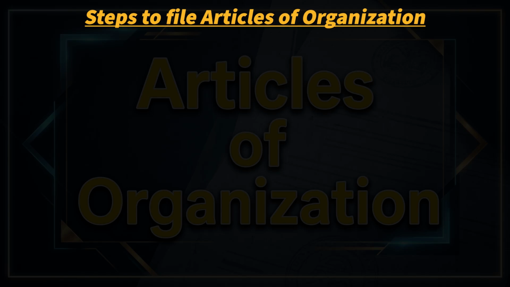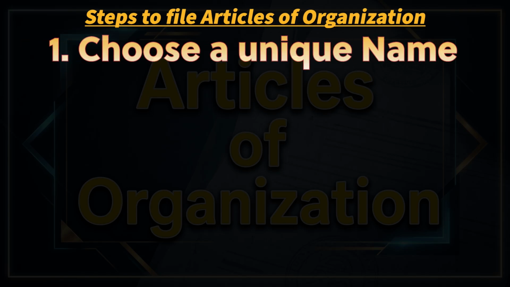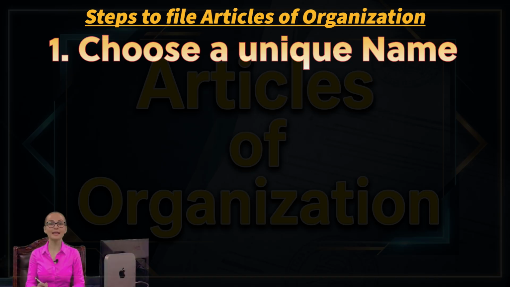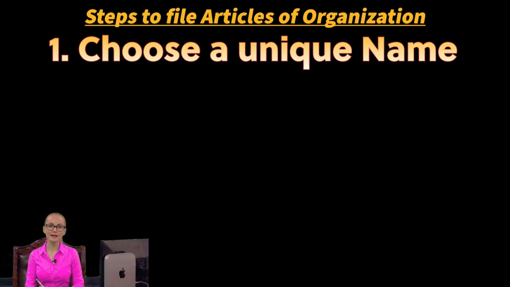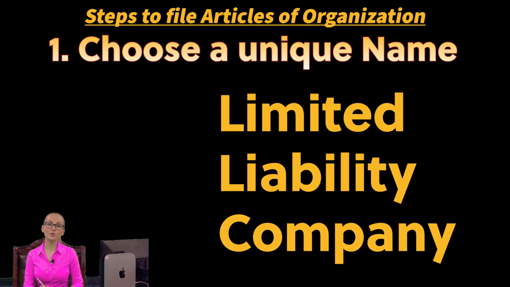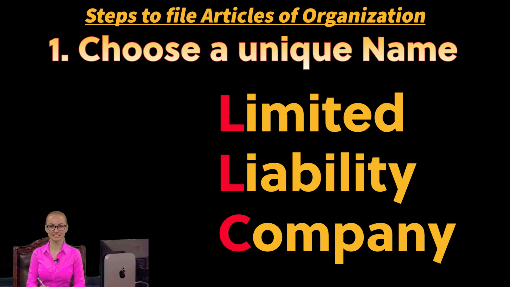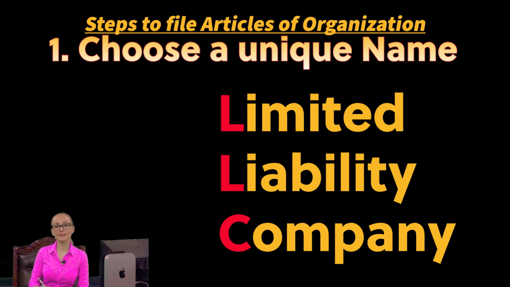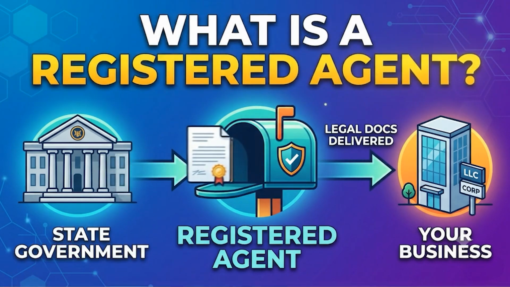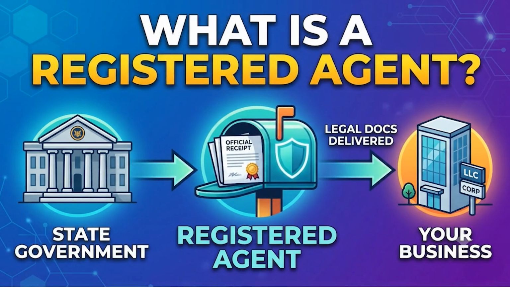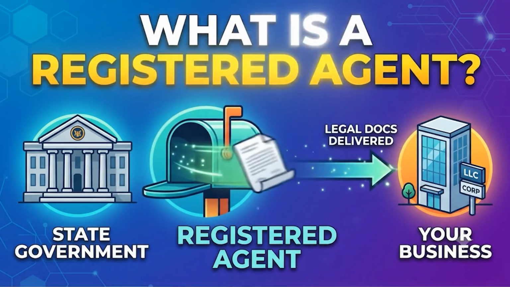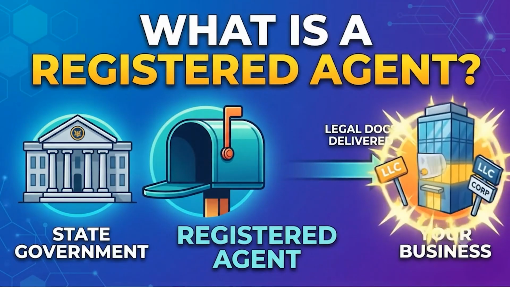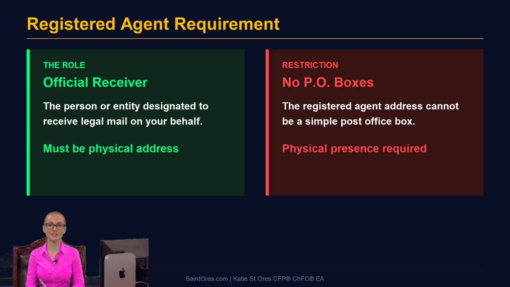To begin, you will need to choose a unique name for your new business. This name must comply with your specific state regulations. Generally, it must include a designator like Limited Liability Company or the abbreviation LLC. You must also identify a registered agent for your business entity. A registered agent is the person or entity designated to receive official legal mail on your behalf. This address cannot be a simple post office box.